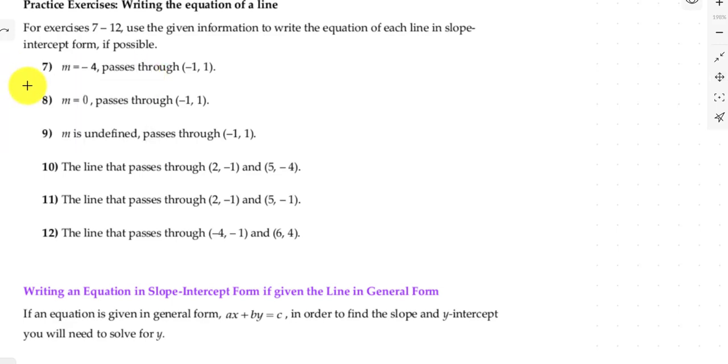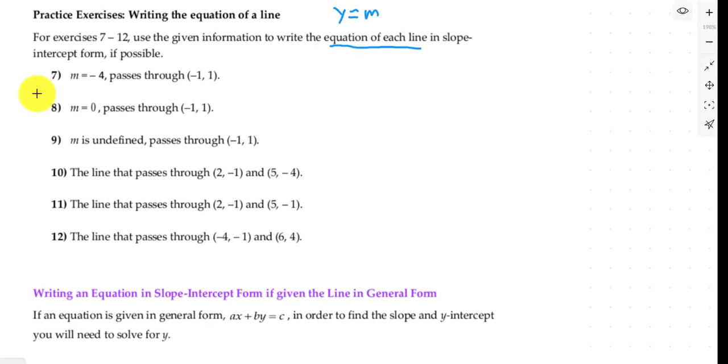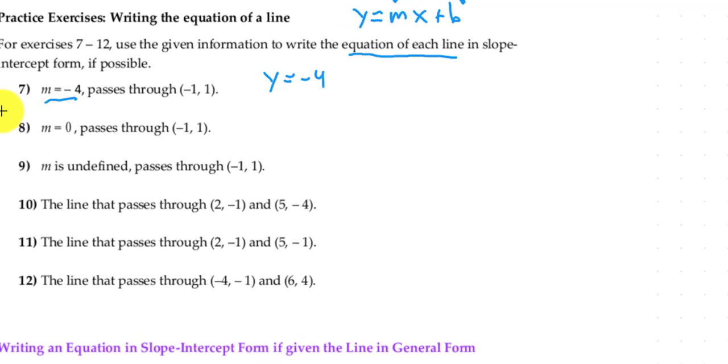We'll start with number 7. So anytime you see equation of line, you right away have to start thinking of y equals mx plus b. And your first task is to find m. Second task would be find b. So for number 7, they give us m. So right away I can write y equals negative 4x plus b. So what am I missing? I'm missing the b. So I don't know b, but I do know an x and a y.